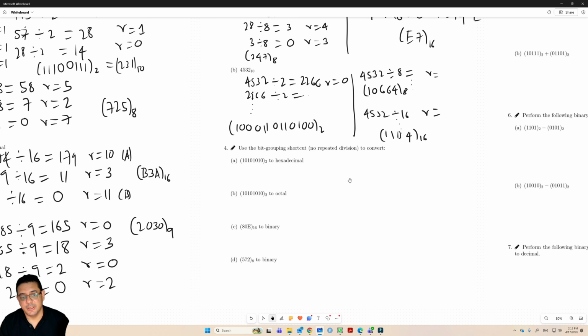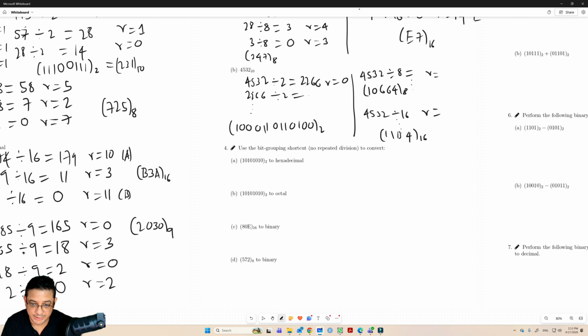Now, another thing that we can do for transformation is we can use the bit grouping shortcut. So instead of doing repeated division, we group together. And if we group together and we have certain information on how some of those groupings are going to be represented, then you can pretty much simplify everything.